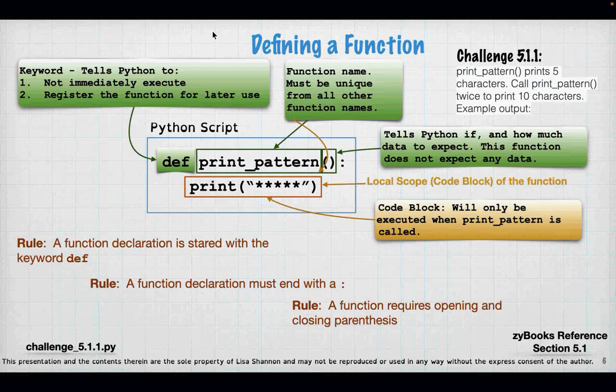A couple of rules. A function declaration is started with the keyword def, always. A function declaration must end with a colon, always. And a function requires opening and closing parentheses, always.